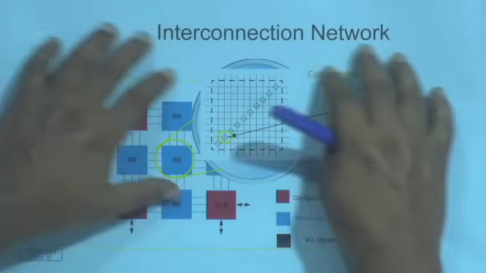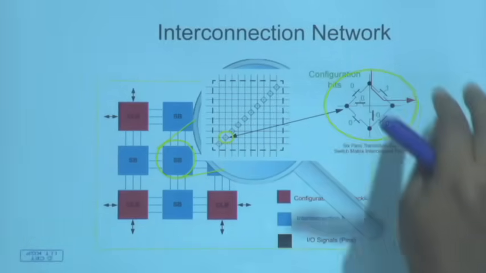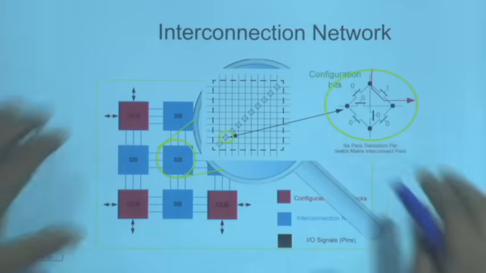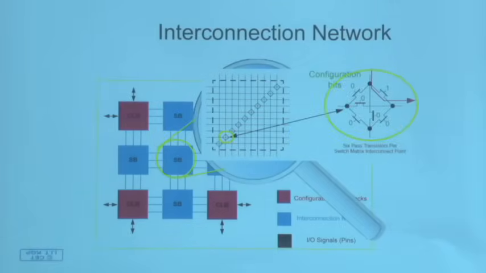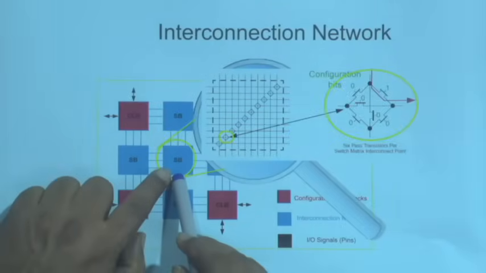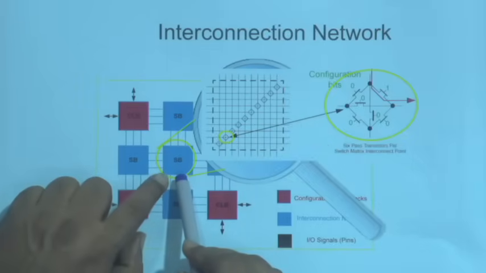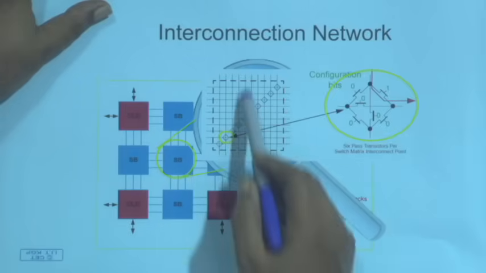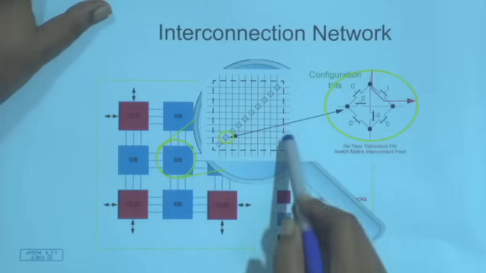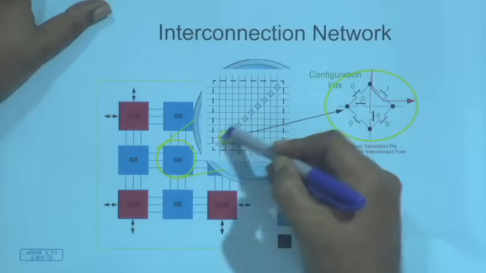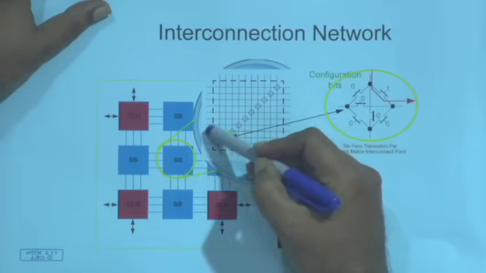So, now after having a brief look at the configurable logic blocks, now we will have a look at the interconnection networks. Here we are trying to amplify one particular switch box. What is being shown here is a number of lines are coming in this way, and there are several possible intersections, right. There are many other intersections here also.